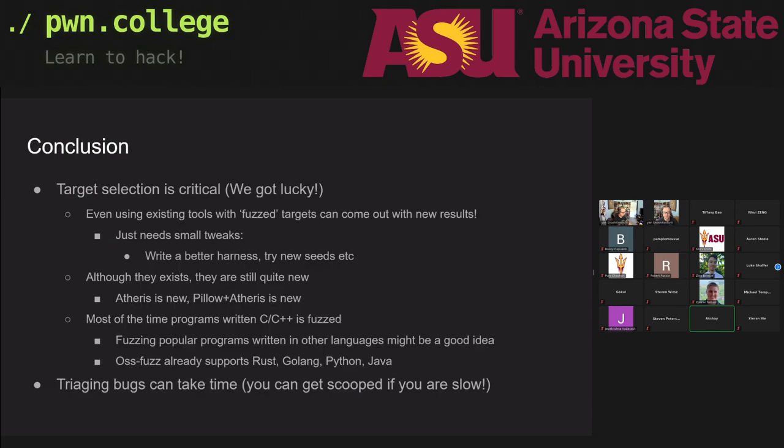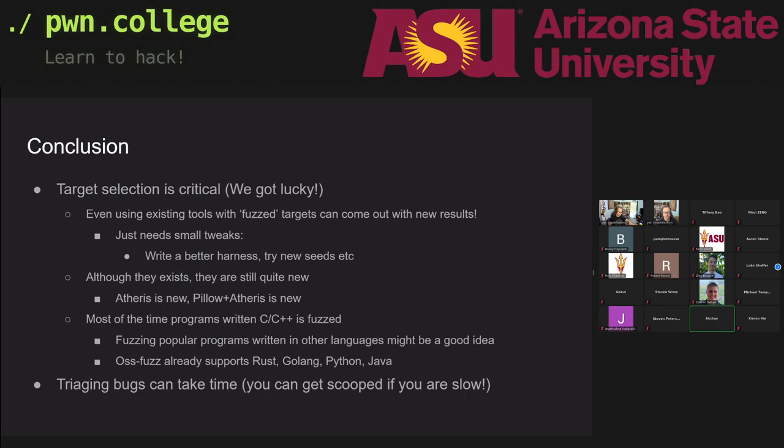Just to conclude, what we learned from the course and after fuzzing multiple programs is that target selection is really critical, and we got lucky. We used existing tools and frameworks to fuzz programs which were already being fuzzed. What we really did was make small tweaks, like writing better harnesses, trying new seeds, and dividing seeds according to image formats and fuzzing on multiple cores. Although there are existing tools, some of them are quite new, and Atheris is new, and fuzzing Pillow with Atheris is quite new. So we got lucky there as well.